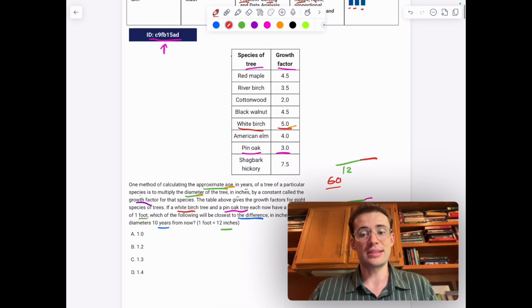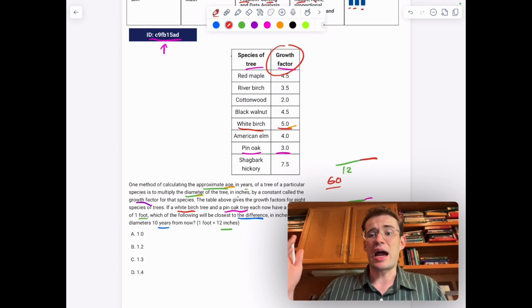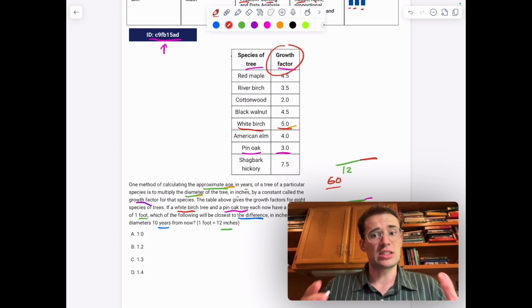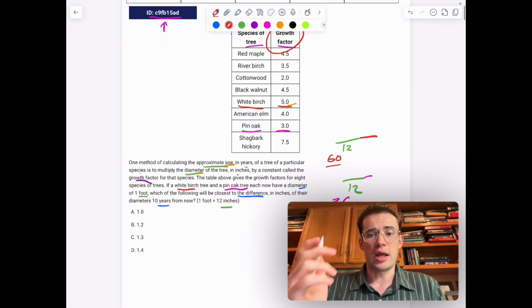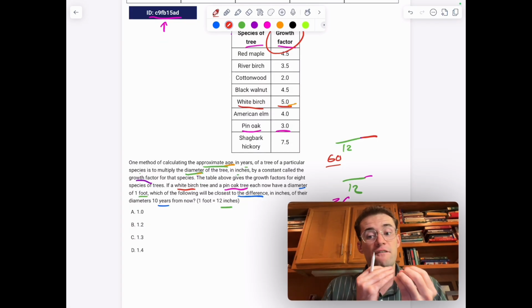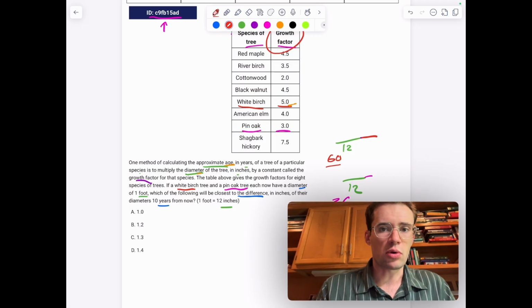In this case, again, this is kind of a misnomer, I would say. Growth factor generally would mean, right, it's a higher growth factor, it's growing faster. In this case, a higher growth factor in this problem is it's growing slower. It should be called like the age factor or something like that. That'd be a little bit weird. But a lower growth factor means it's taking fewer years to grow the same 1 inch, so it's actually growing faster. So in this case, we're only looking at the white birch and the pin oak for this problem.